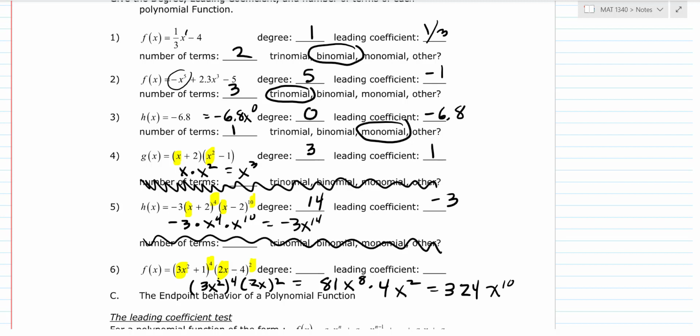So what's the degree? 10. Leading coefficient. 324. Okay, how'd we do? Okay, see, this is easy stuff. It's all terminology. All right, that'll wrap us up today.